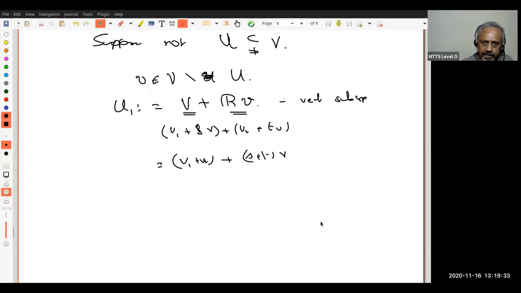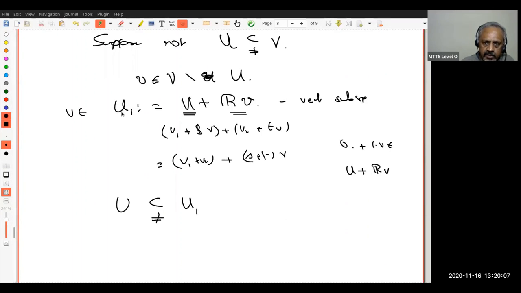You follow that? And my U1, I write as U plus R v. Now notice that U is a proper subset of U1 because v belongs to U1. I can take this to be 0 plus 1 times v. This is an element of U plus R v. Therefore, v belongs to this, but v is not in U, right? Therefore, this strictly contains it.